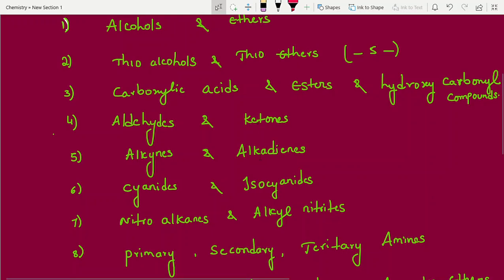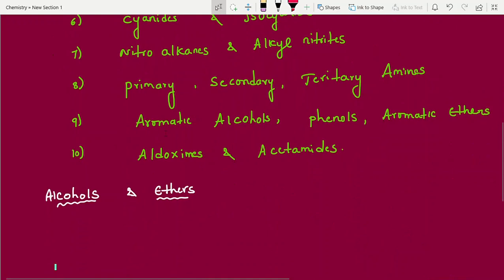Alkynes and alkadienes, these two exhibit functional isomerism. Cyanides, isocyanates, nitroalkanes, alkyl nitrites. Primary, secondary, tertiary amines. And the next ones: aromatic alcohols, phenols, aromatic ethers, aldoximes, amides. All are frequently asked questions in exams, NEET, mains and advanced also. Based on that I am making this video. Each topic I will give you clarity. Okay, let's begin with the first topic, alcohols and ethers.